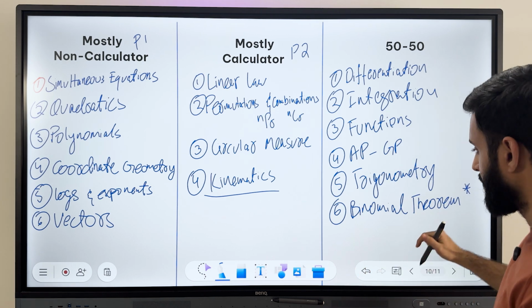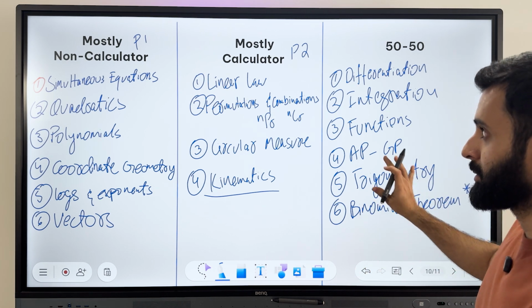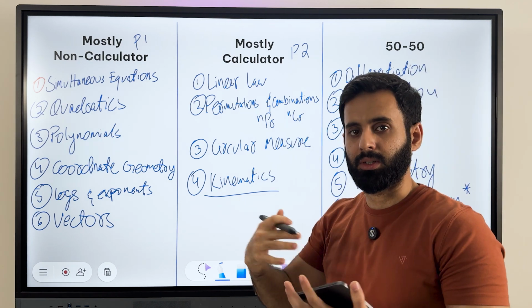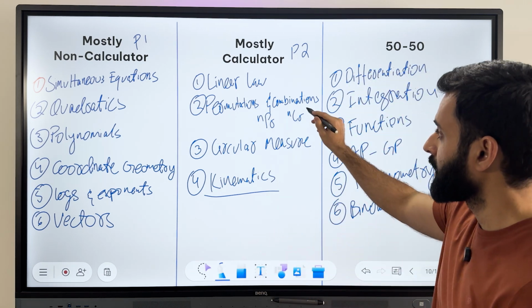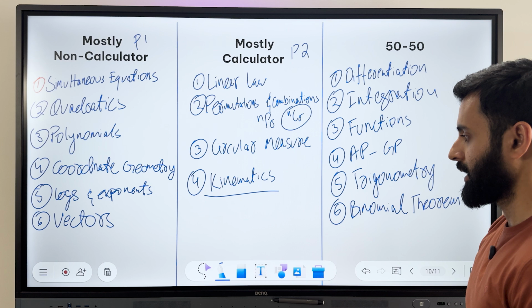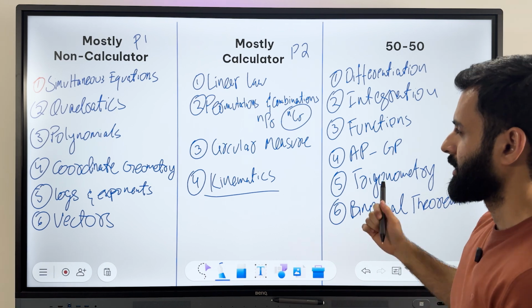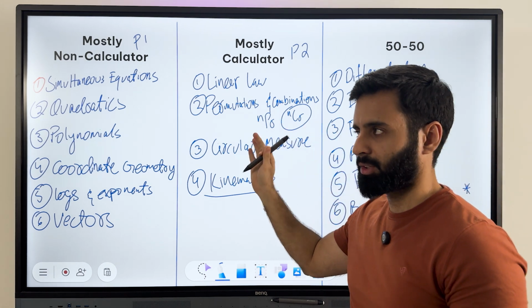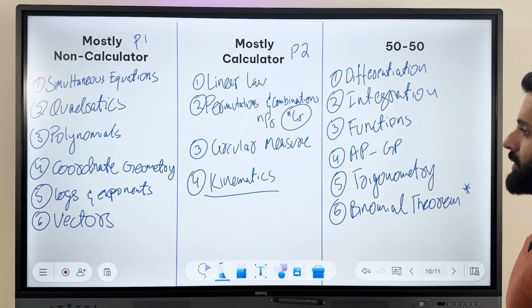The binomial theorem also has a certain concept in which you cannot use a calculator at all. That is basically nCr, expansion of nCr without a calculator. So make sure that you practice that. I think I have a stream on it. I'm pretty sure I do. So make sure to check it out if you don't know what I'm talking about.